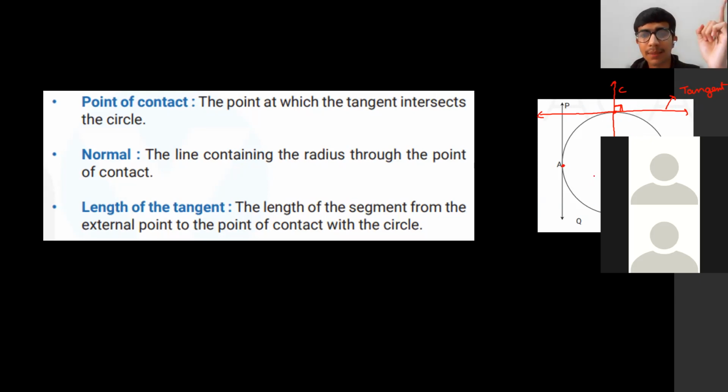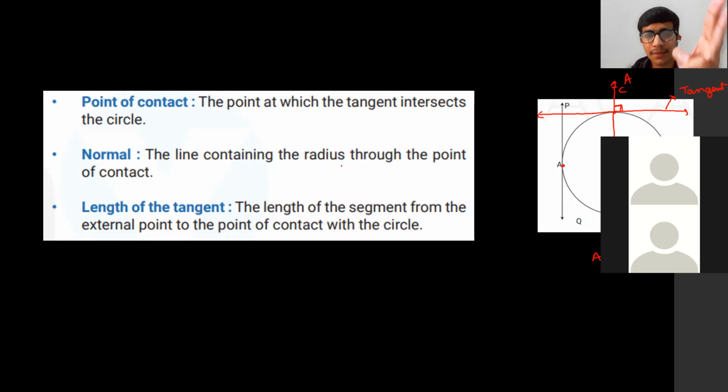Okay, so normal has three properties. One is it is perpendicular to the tangent. It passes through the point of contact. The third is it passes through the center of the circle. Okay, let me name this. Let's say this is A, this is B. So AB is a normal, right?